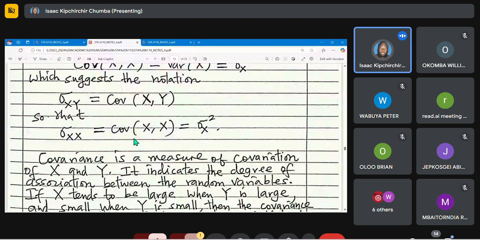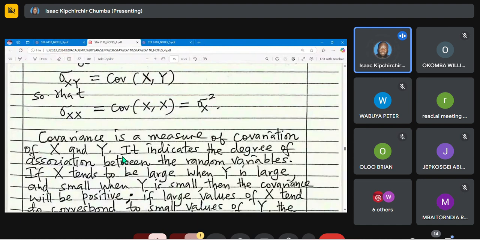Covariance, what is covariance? We have said variance is exactly a measure of variation. How far are the observations from the center of the distribution? How about covariance? Covariance is a measure of covariation of x and y. It indicates the degree of association between the random variables.